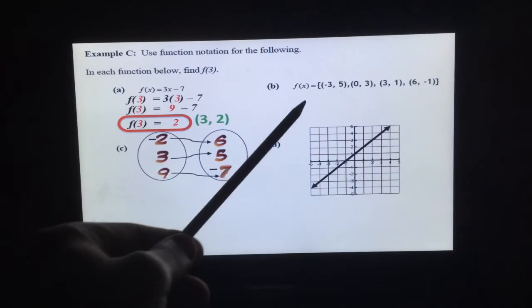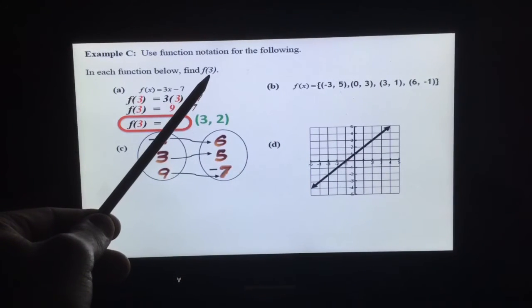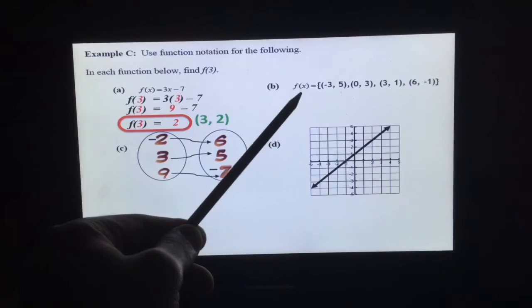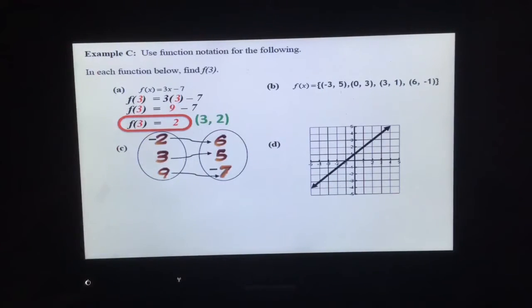Okay, now this one right here, again, we're still looking for f of 3. And again, 3 represents the x. So for part B, figure out what the y is if the x is 3. Go ahead and do that right now.